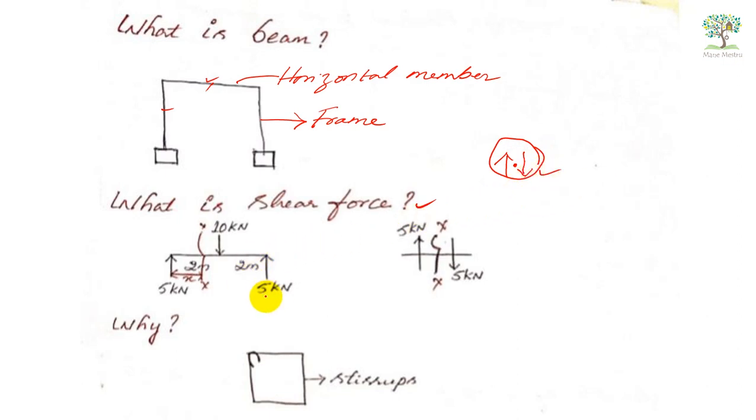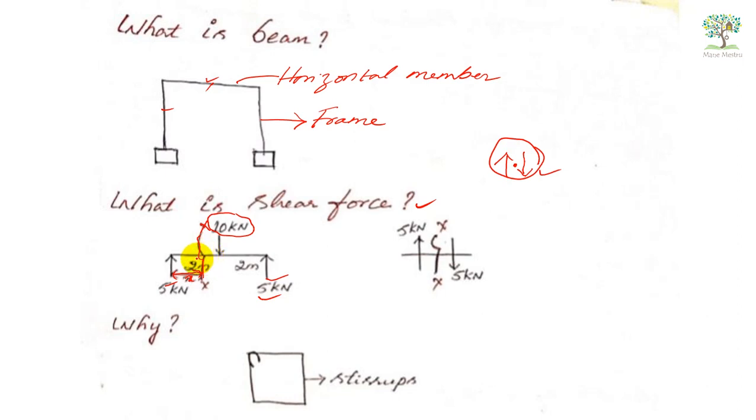For example, take a simply supported beam subjected to a point load at the center. Since it is a simply supported beam and the load is concentrated at the center, this load will be distributed equally on both the supports. That means the total load is 10 kilonewton, and it will be distributed on both supports, that is 5 kilonewton, 5 kilonewton. Now let us consider a section XX at a distance of x from the left support.